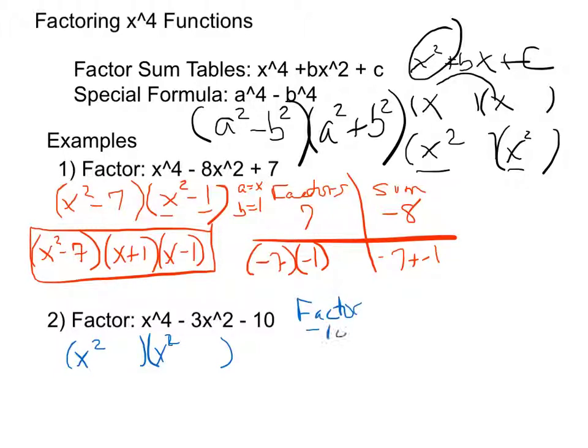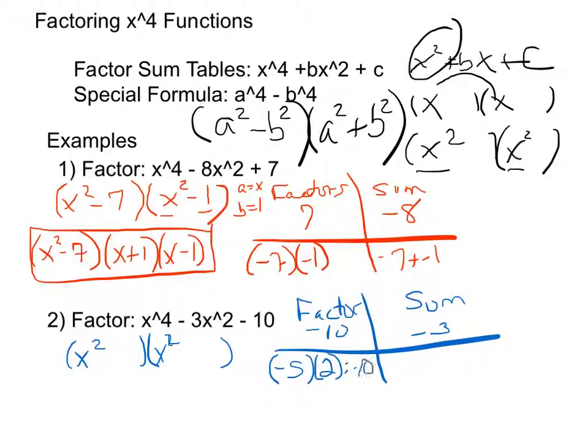So I'm going to do factors of the last with a sum of the middle. Just to point out, I did not put any of the examples in here, but if this had had a coefficient other than 1, I could also use the factor sum tables with grouping to help me in a problem like this. But going back to number 2, the original problem I have, factors of negative 10 with a sum of negative 3. Well, I know that negative 5 times positive 2 is negative 10, and negative 5 plus 2 is negative 3. So I'm going to go ahead and say minus 5 and plus 3, and then I check to see if it can be factored further.